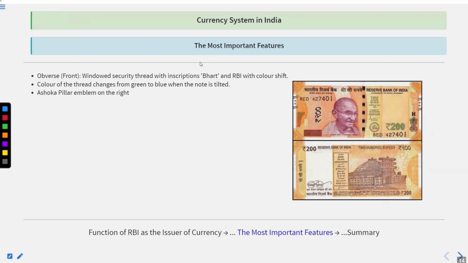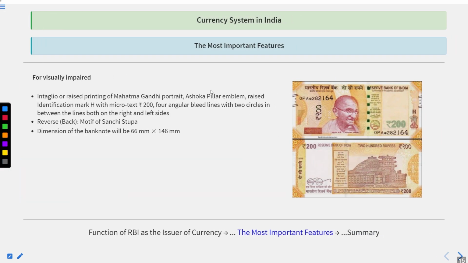Obverse front: windowed security thread with inscriptions Bharat and RBI with color shift. The color of the thread changes from green to blue when the note is tilted. If you tilt it, it will change from green to blue and blue to green similarly. Ashoka pillar emblem on the right, that you can see.